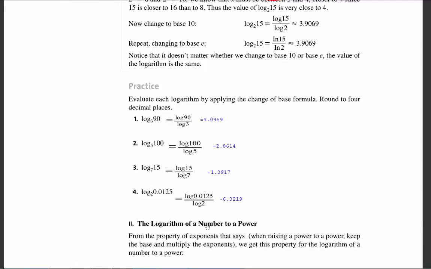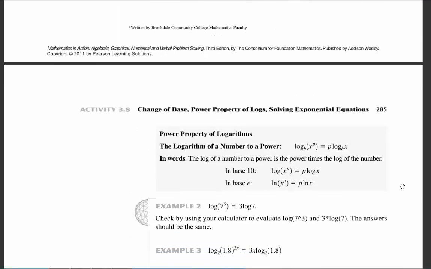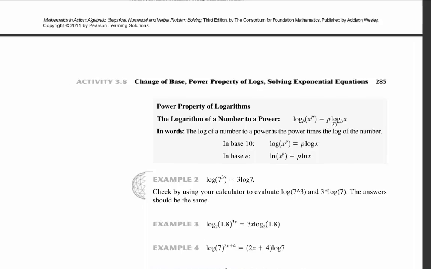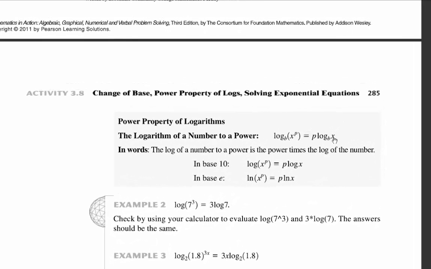Next, we're going to take a look at the logarithm of a number to a power. There's actually a little property they give us here. If I have log base b of x raised to the power p, we can rewrite this as p, or the exponent, times log base b of x. So really, we're just taking the exponent and moving it in front of our expression, and it's just another way to rewrite a problem. This will later get us out of a jam.